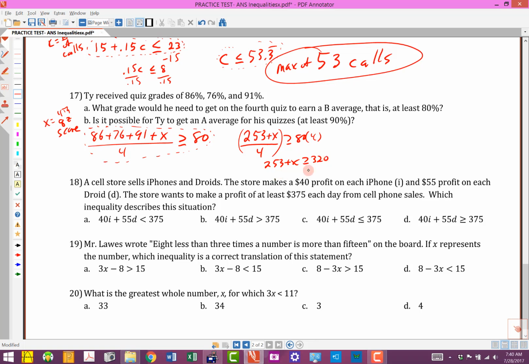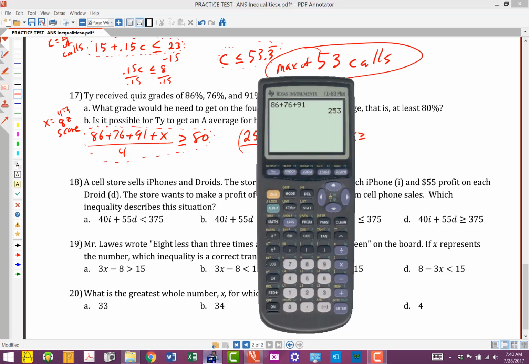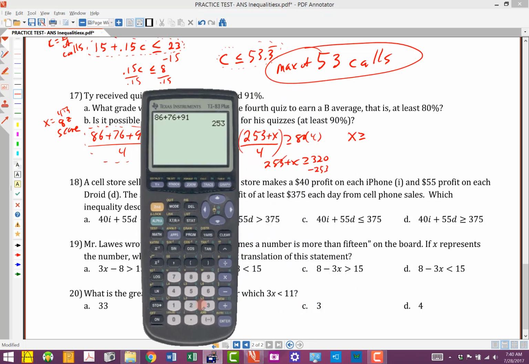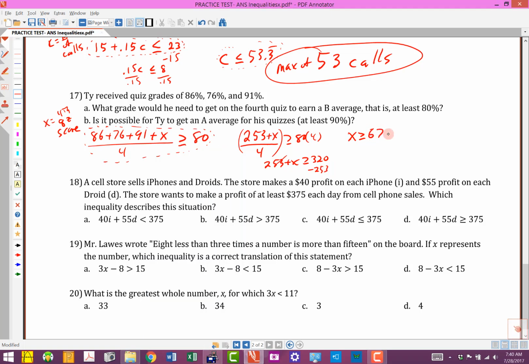And then we're going to subtract that 253. So if we subtract the 253, we end up with x is greater than or equal to, let's see, what have we got here? Let's check and see. 320 minus 253, and we end up with 67. There you go. Okay, so all he needs is a 67.